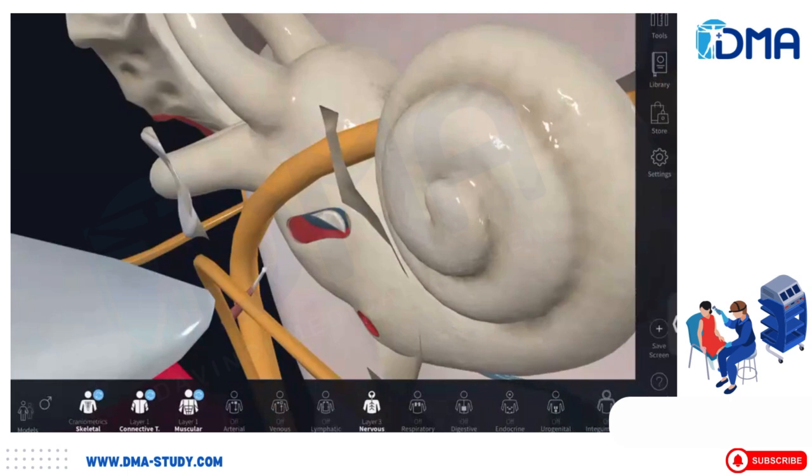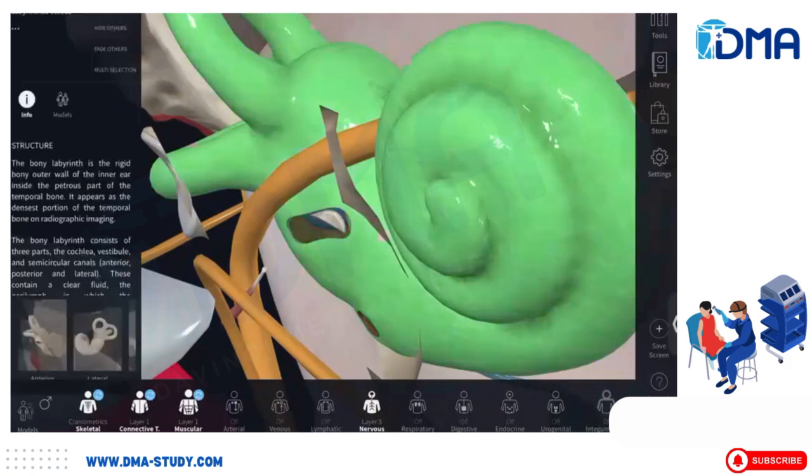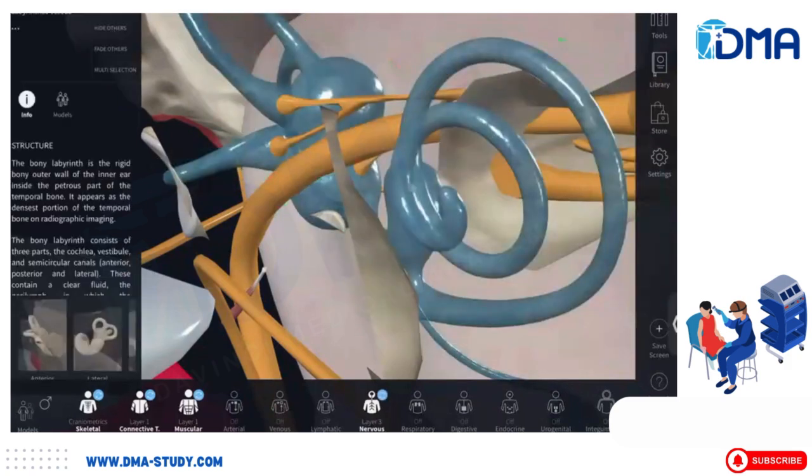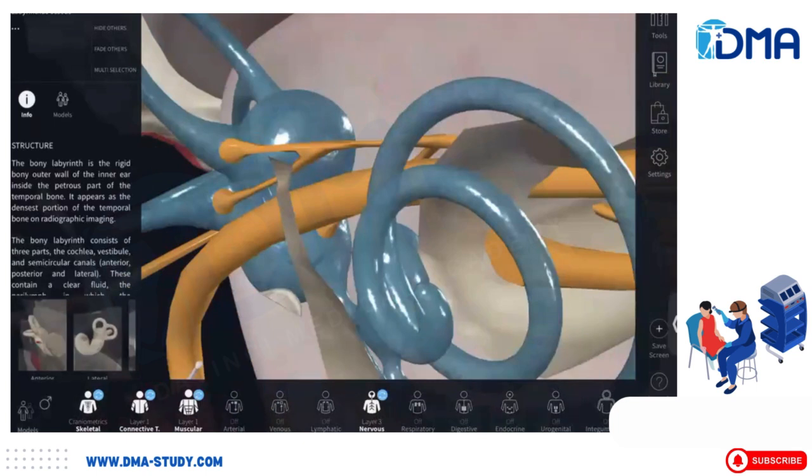This cochlea is meant for hearing, so hearing is affected. The vestibule and sensory organ are meant for balance, so balance is also affected. The entire ear has been affected because it has been filled with too much perilymphatic fluid. What is the perilymph? This is a membranous labyrinth. If you remove the membranous labyrinth, you will see the perilymph lying over this.